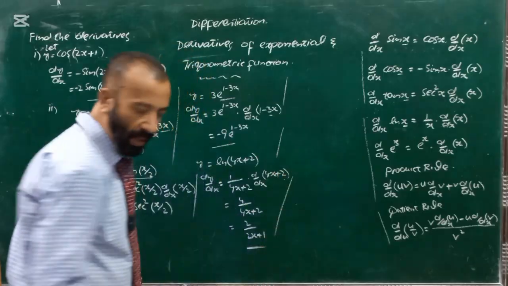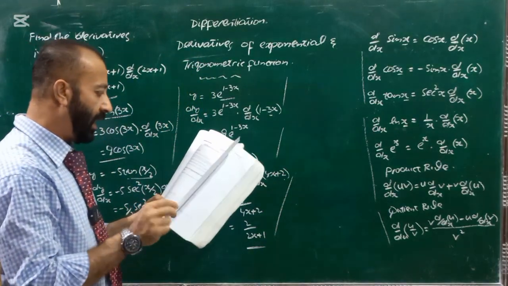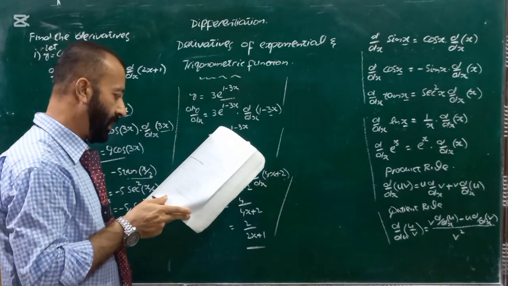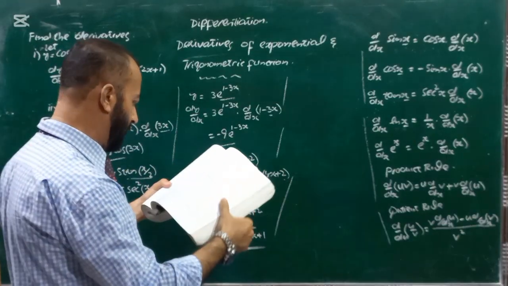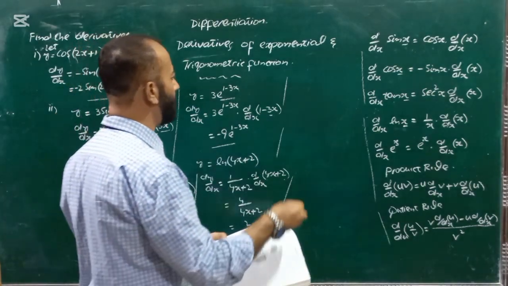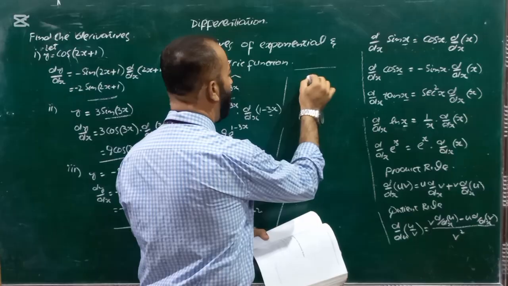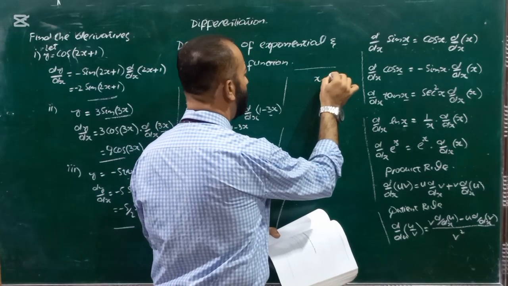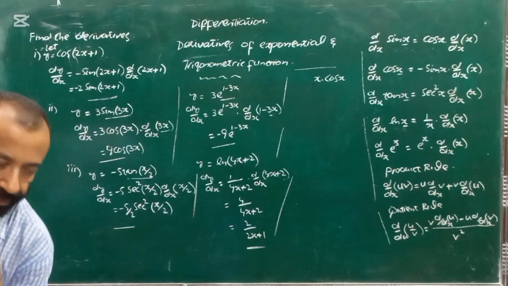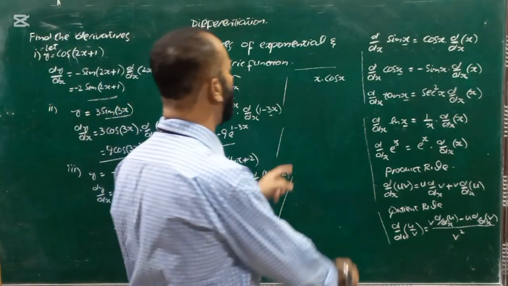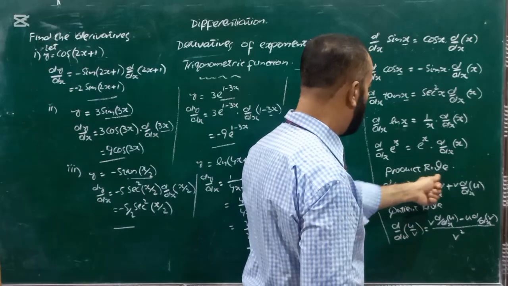Okay. Another question is here. Suppose a question is here that is x into cos x. This is a question. So if you can see, here are two functions which are multiplying with each other. So product rule will be applied.